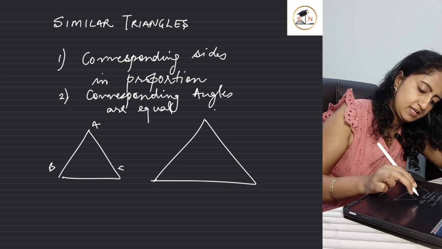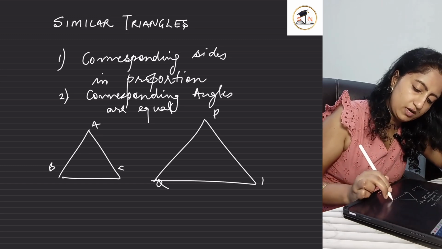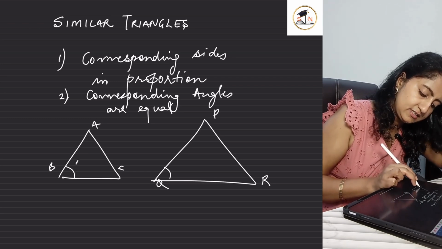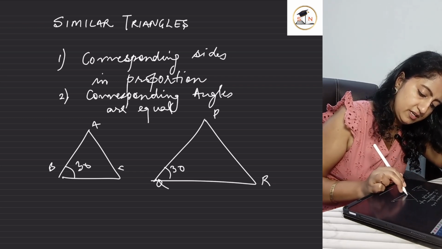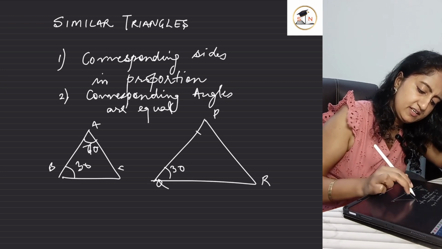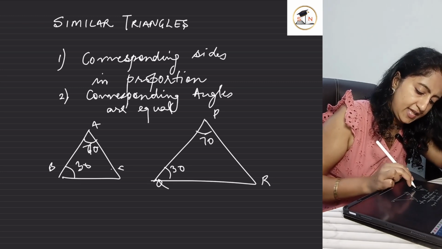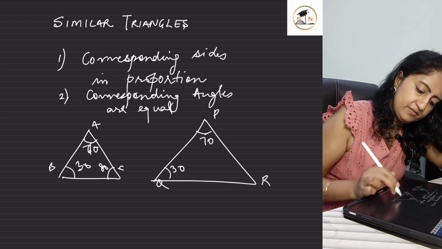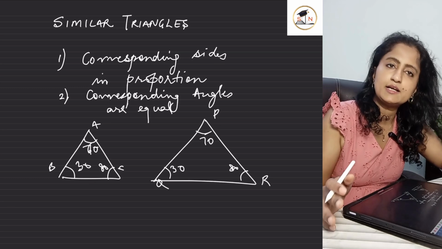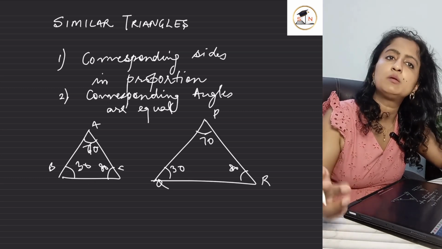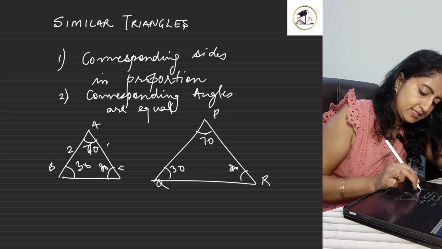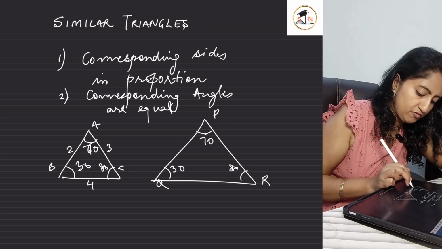ABC, the first triangle, and then we have PQR. I'll say this angle is 30, this is 30, right? This is I'll take 70, 70. And then we have 80 over here. Obviously, the third angle left out is 80. Now, all angles are equal. When we're talking about the sides, let's say this is 2, this is 3, and this is 4.